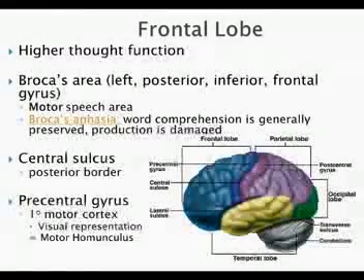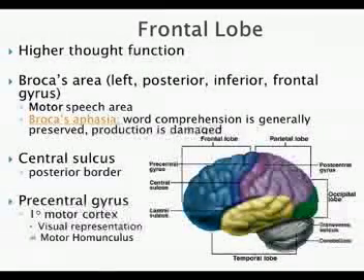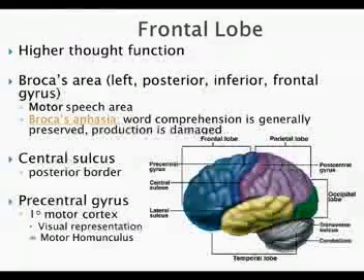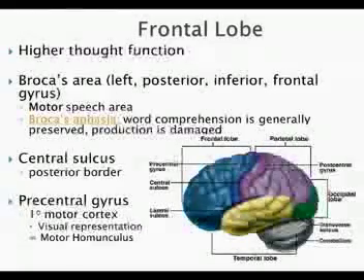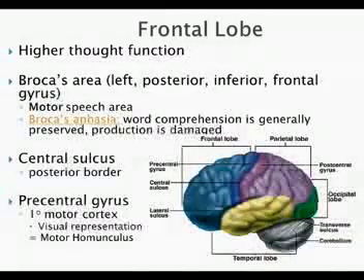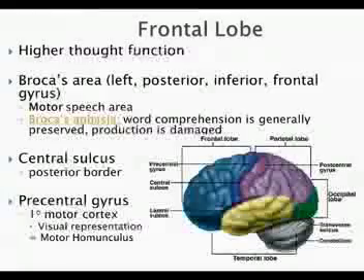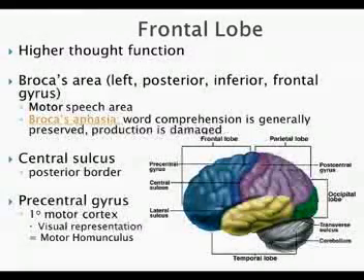The last structure you need to be aware of is the central sulcus. This is what forms the posterior border between the frontal lobe and the parietal lobe. The precentral gyrus makes sense in that it's the ridge that comes before the central sulcus. And the sulcus, again, is a depression.